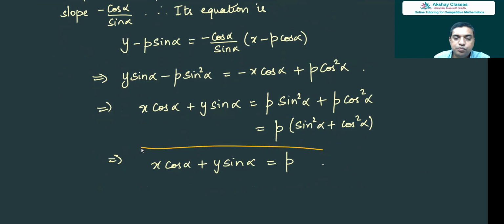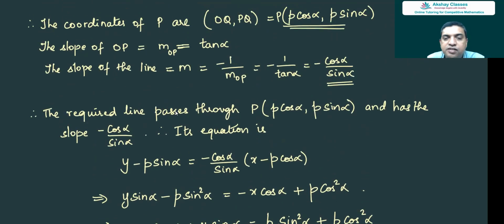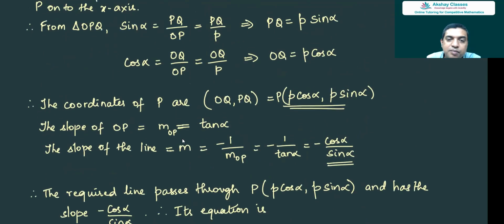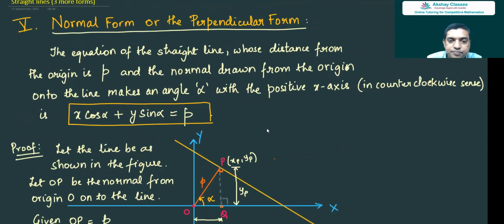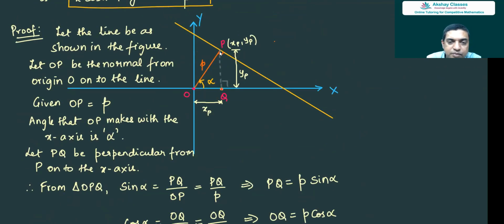So what did we do? See, only concept, pure concept. It is not that I remember the derivation step by step. It is just logical concept. This is the point P. What is given to us? That this is a line whose distance from the origin to the line is P, and the normal makes an angle alpha.